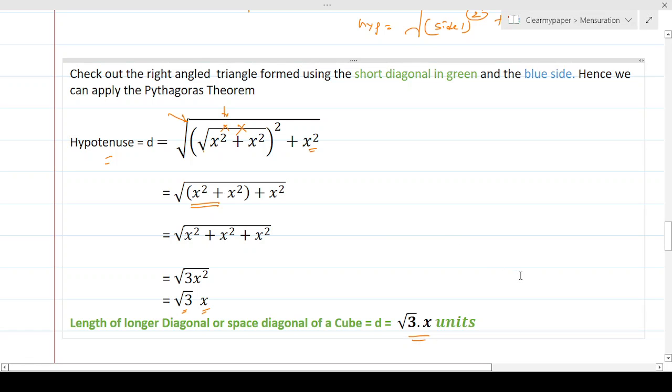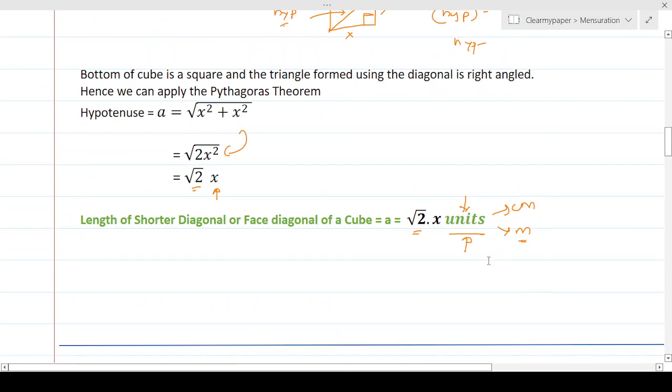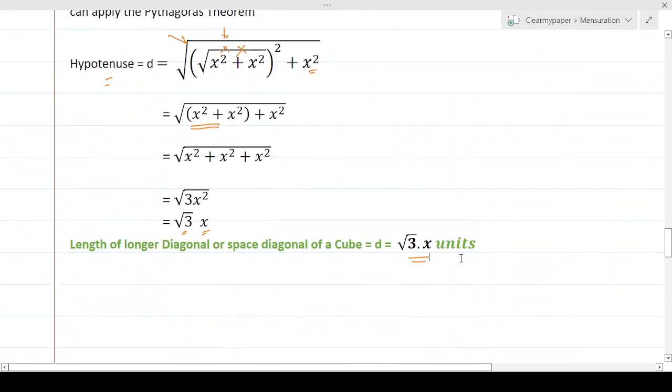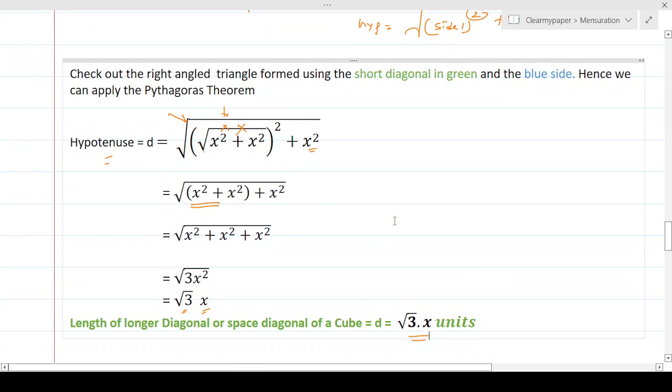Pretty much straightforward, okay? And that's an easy way to remember, because the length of the shorter diagonal is root 2x, and the length of the longer diagonal is root 3x. And if you remember that, it'll be very easy. And the same thing we apply for a cuboid.